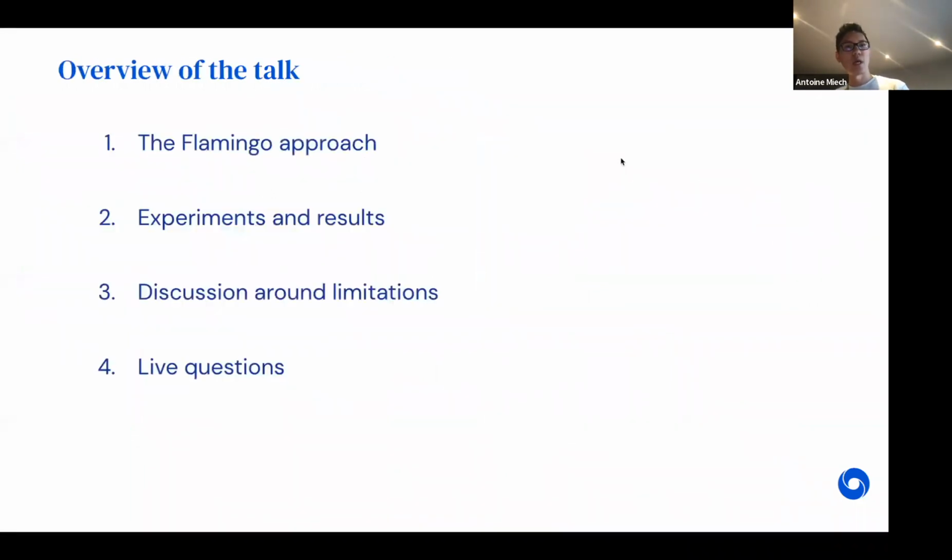Now, I will just give you an overview of the talk. The first thing I will be talking about is the Flamingo approach. Then I will dive into the main experiments and the main results. I will also have a discussion around the main limitations of the work, and later we can follow up with some questions. Before I start with the Flamingo approach, is there any question? Okay, I will just continue.